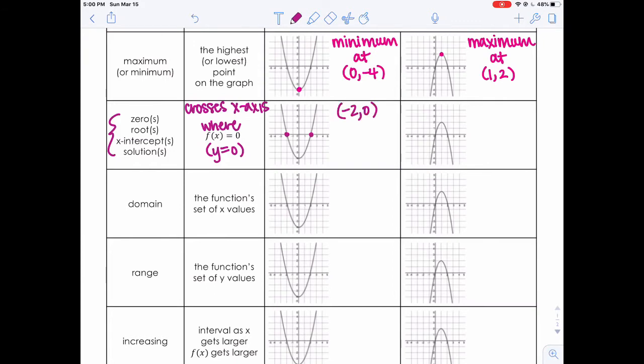Remember, we want to make sure that our y value is 0 on these because that is where they actually are 0. So these x values are what we're really interested in. And the second one is at +2, 0. So go ahead and label those on your graph.